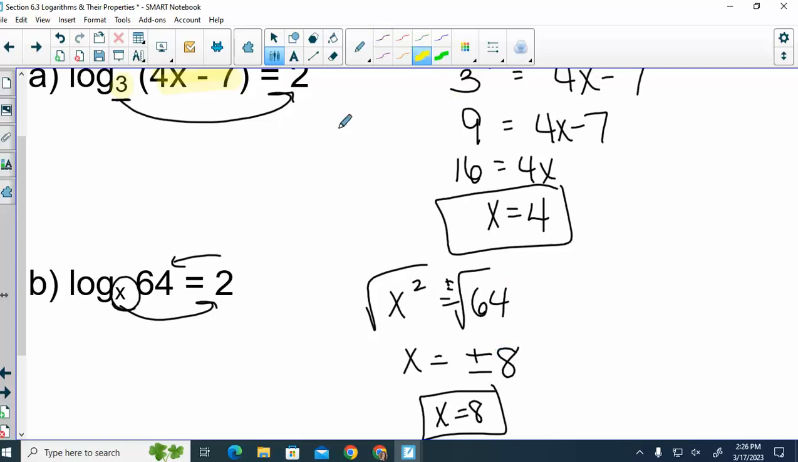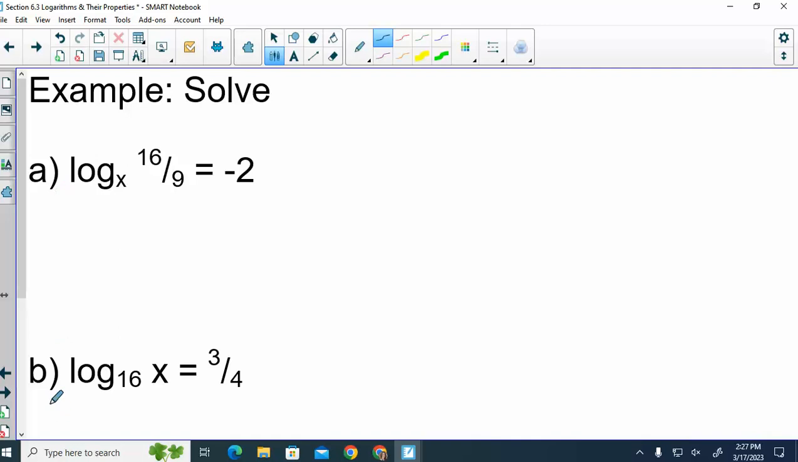The argument and the base have to be positive. The only thing that can be negative is what it's equal to. The whole thing can equal a negative number, so like this could be a negative 2 over here. That's all right. But the things with the log both have to be positive. So we throw out the negative 8, leaving only positive 8. And if one of them is negative, no solution. Let's try some more.